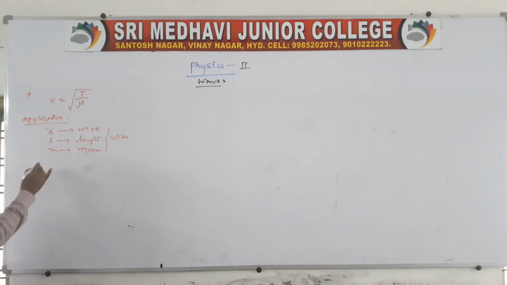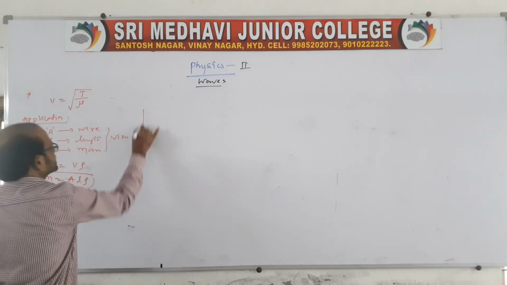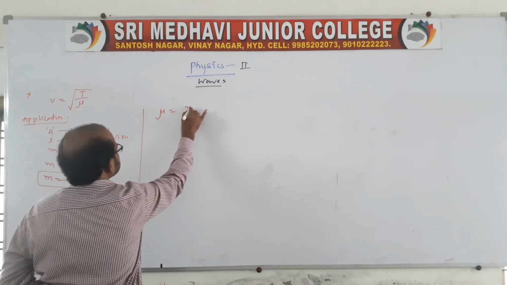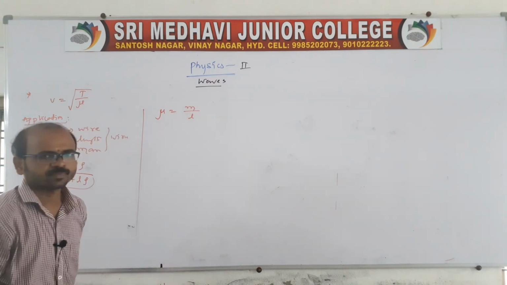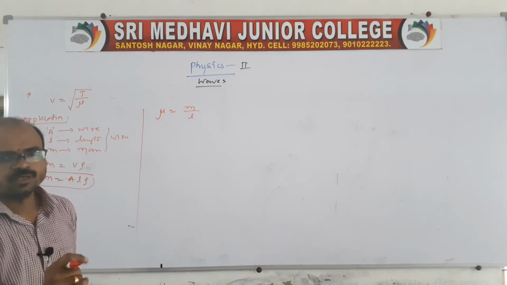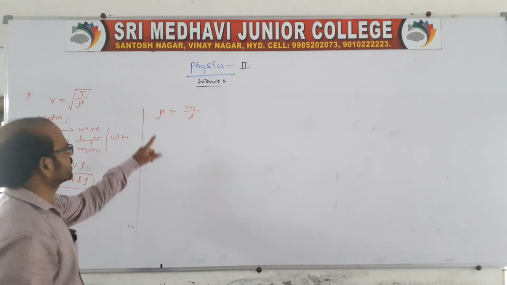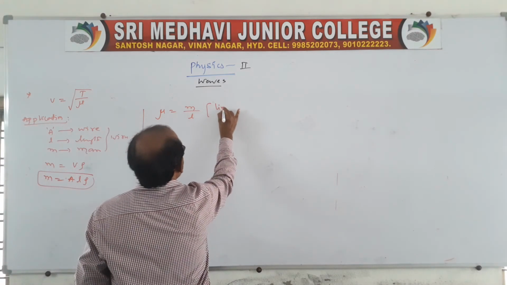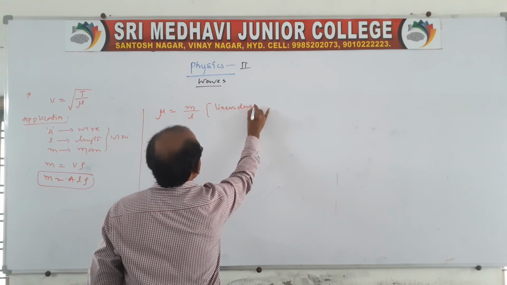According to this, mass is equal to volume into density. So M is equal to, instead of V, A into L into rho. That is the mass. But we know linear density mu is mass per unit length. Linear means related to length, area means areal density, volume means volume density. But here we are taking only linear density, of the wire.